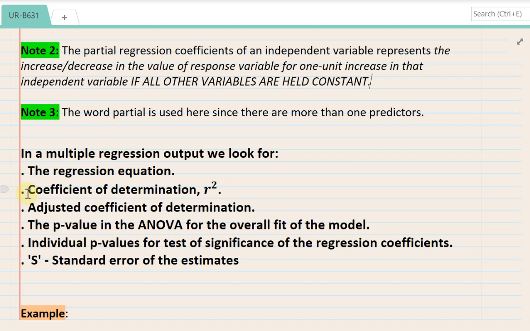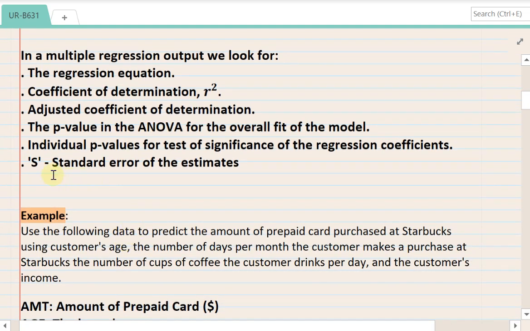And we look at individual p-values to test the significance of each of those individual regression coefficients. I'll tell you more about it from the output and why we do that. And of course we look at S, which is the standard error of the estimates. This would be the standard deviation about the regression. It's called the standard error of the regression.